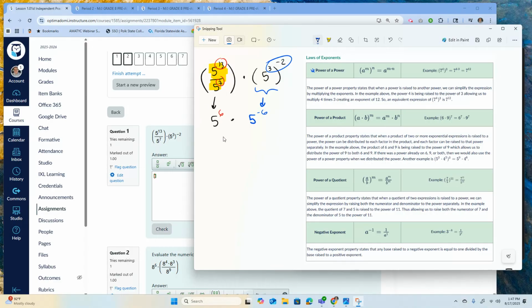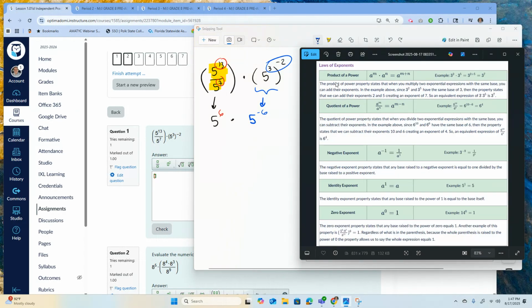Now I need to simplify more. Sometimes they say simplify, some other time they say evaluate. So I need to simplify more what I have here. And how do I do that? Well, I'm going to apply this rule, the product of a power, because I'm multiplying 2 powers with the same base.